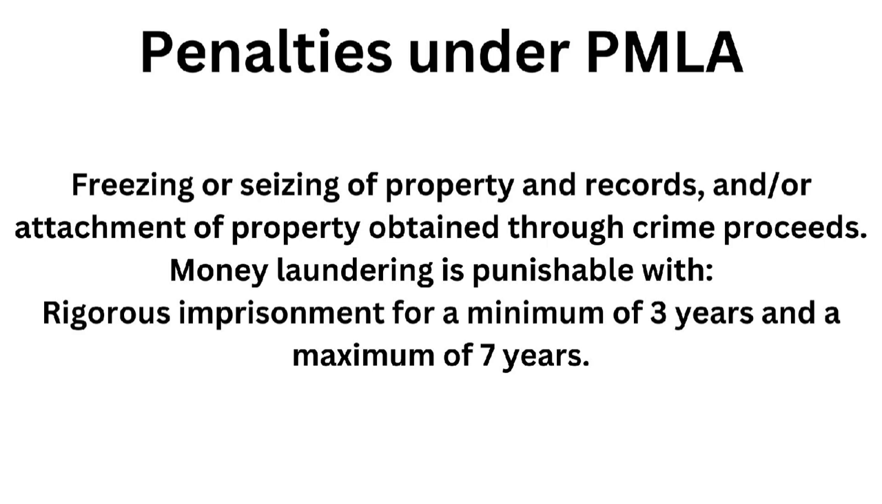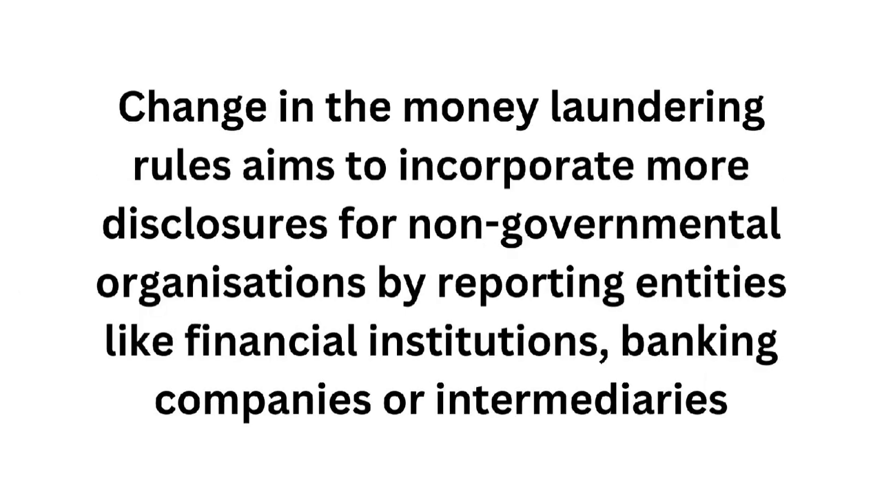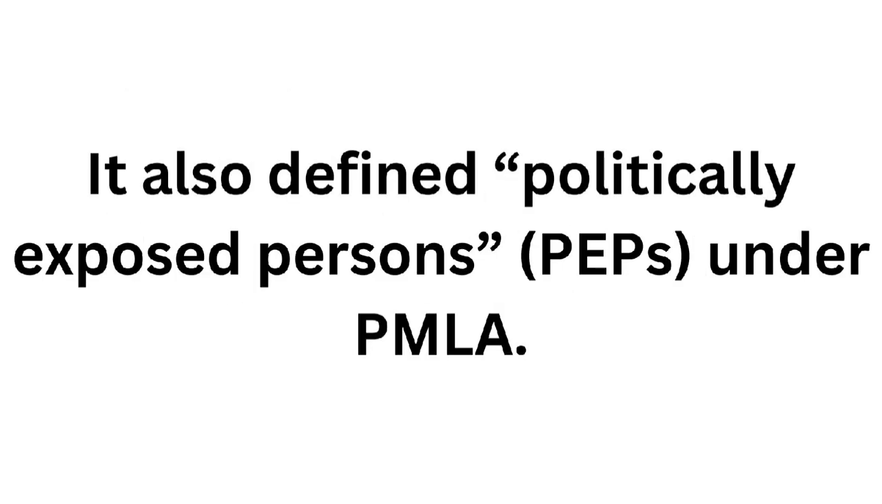What kind of penalties are there for it? Basically, if you come under the Prevention of Money Laundering Act, you would be imprisoned for a minimum of 3 years or a maximum of 7 years. Otherwise, a fine in cash may also be applied. If the crime comes under the narcotic drugs and substances, it would be considered a serious measure.